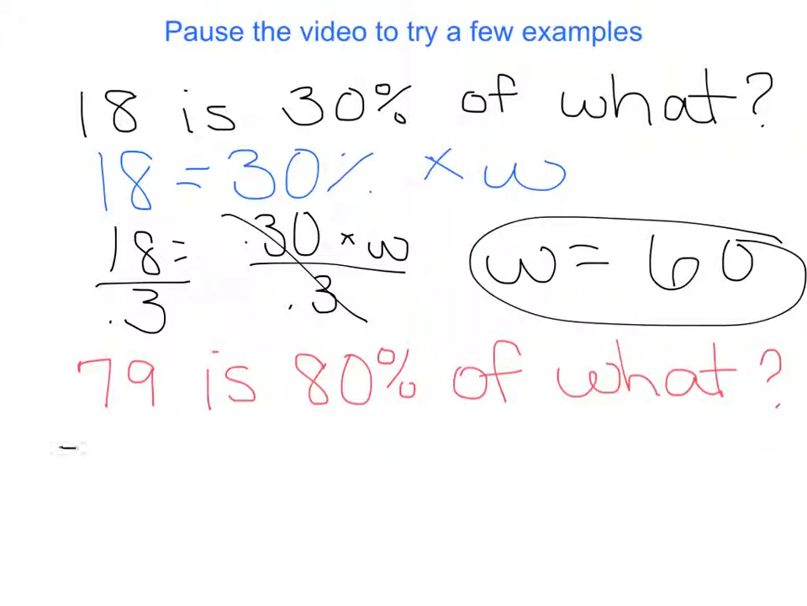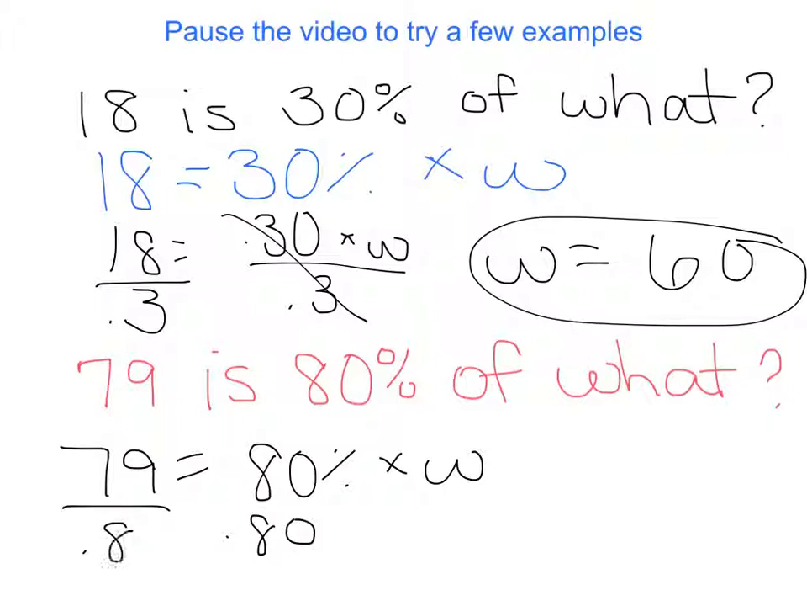And then you have 79 is 80% of what number? You change it into a decimal and divide both sides. And so you get W is 98.75.